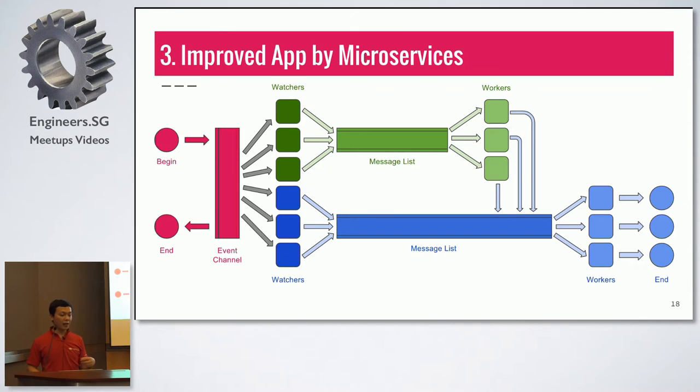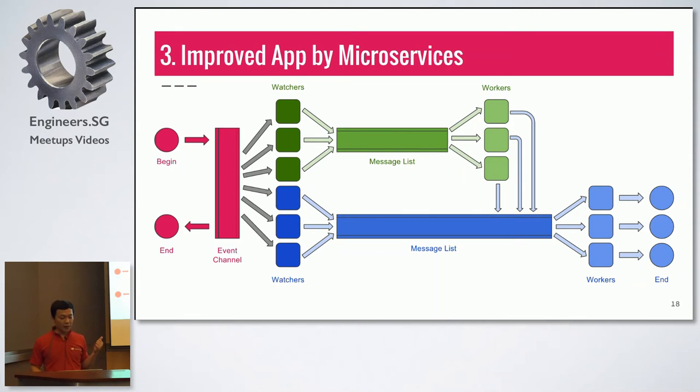So when an event comes, I call it the watcher. It keeps watching for the info. After the info comes in, the watcher will process and forward the data into a message list. And another worker will keep pulling from the message list to process the data. Look at this one: I have, for example, three watchers and three workers. The three watchers and three workers are working under a load balancing mechanism. There's no load balancer here, but later I will explain how the load balancing works.